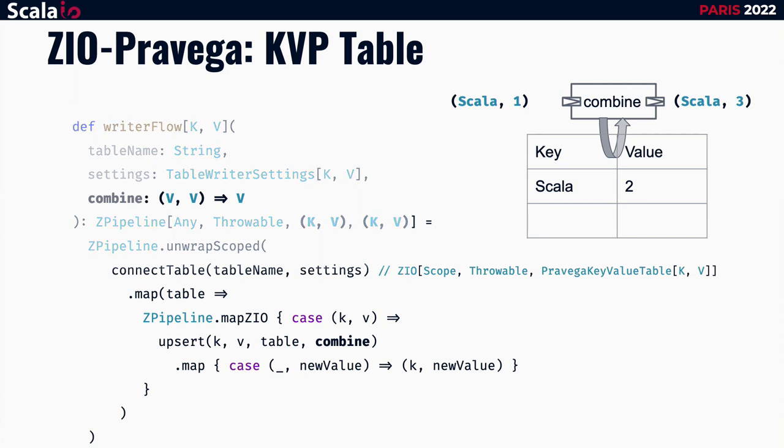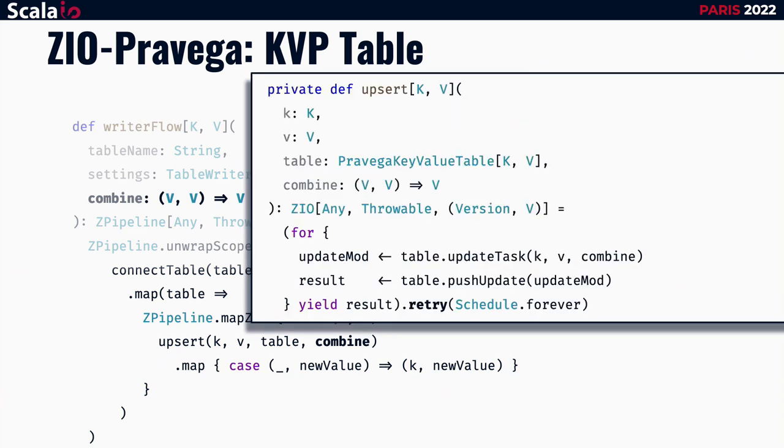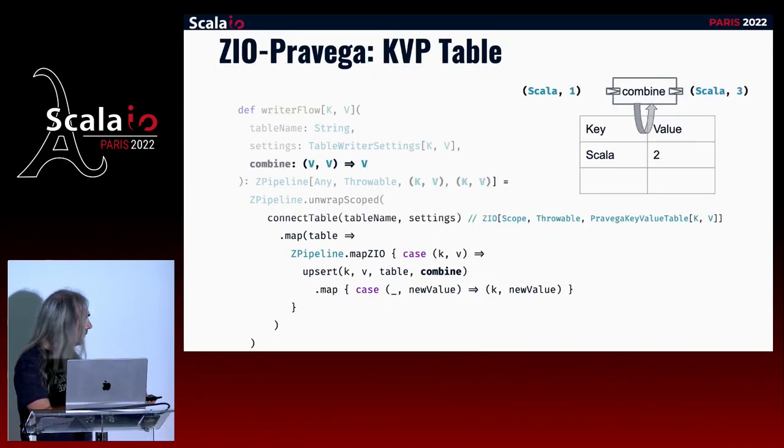The code is all there. It's not important. What's important, of course, is this combine function that will combine the old value and the current value to produce a new value. I acquire a table. Also, this table will be closed, so it's also a scope requirement in the environment. All the point is I have the key value that arrives there, and I will try to upsert them in the key value table. Upsert because it's an insert if there is no such key, and an update if there is already a value, of course.